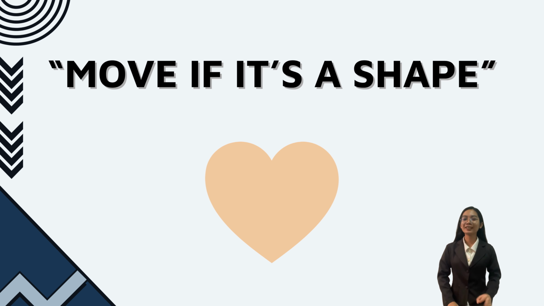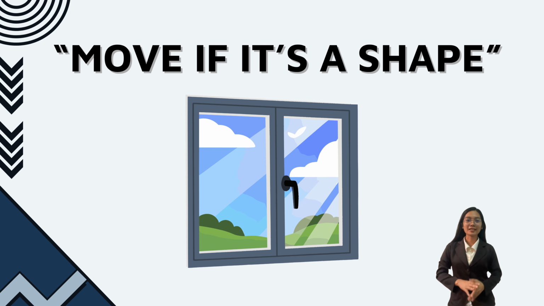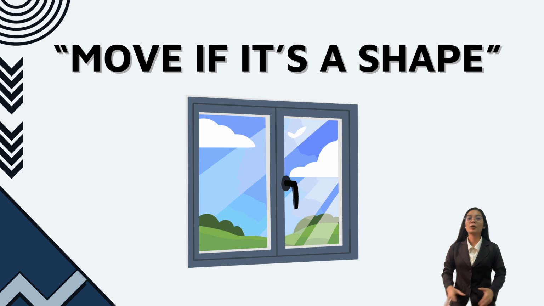1, 2, 3, go. This is not a polygon because, although this is a closed figure, it has no sides. For our last shape, class, do the action. 1, 2, 3, go. This is a square. Very good. All of you clap your hands twice.